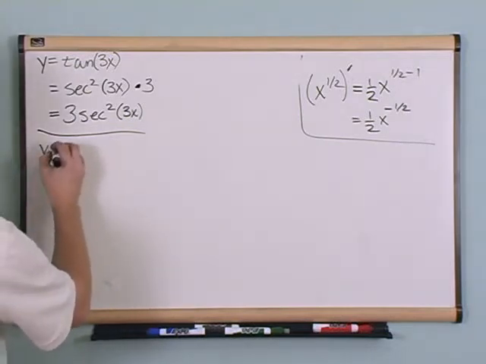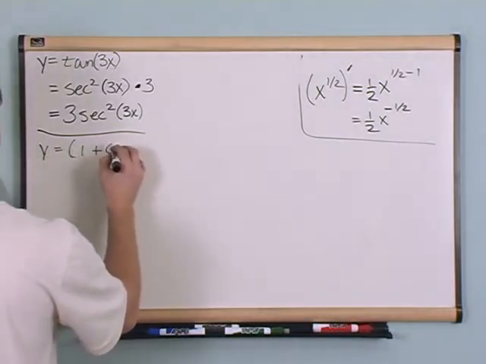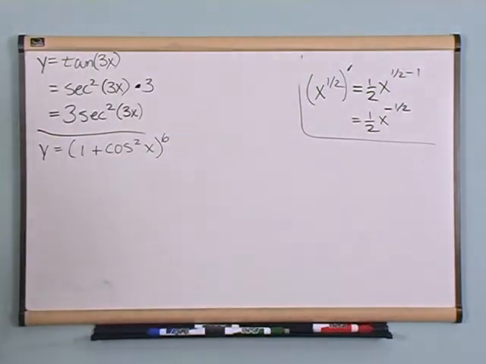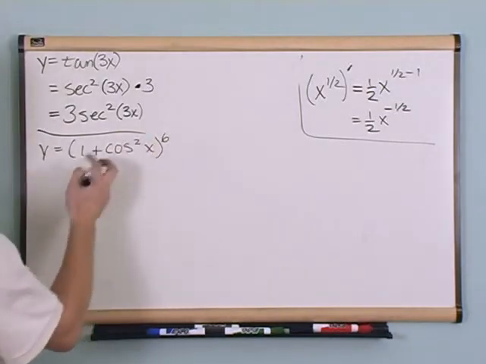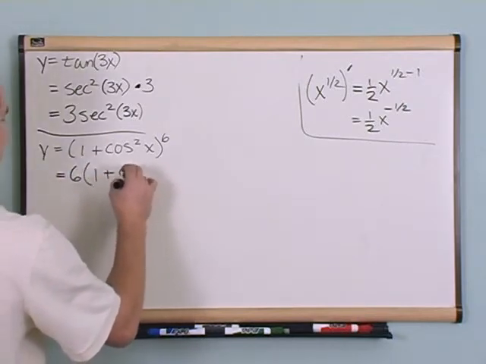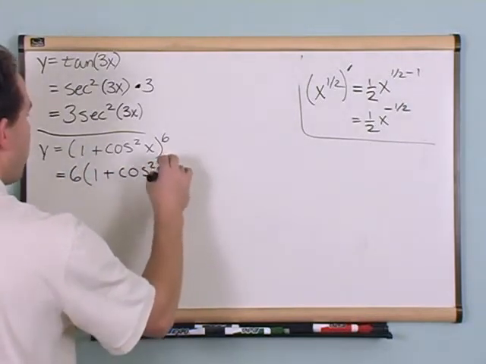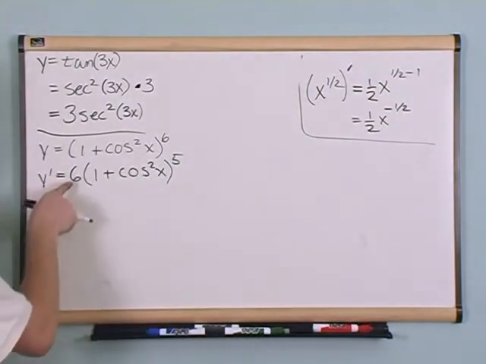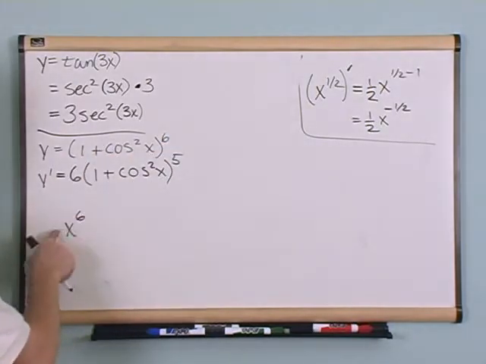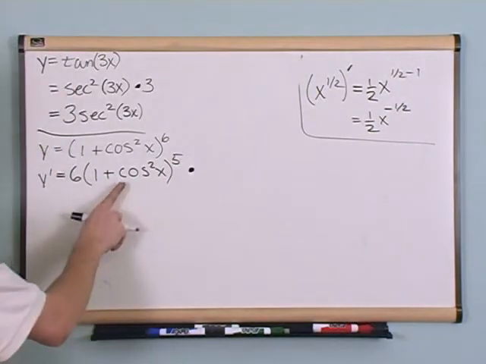What if you have y is equal to 1 plus cosine squared of x, raised to the 6th power? Prior to now, you'd look at that and you'd say, I have no idea how to do that. But the big picture function is something raised to the 6th power. So you just say, okay, I'm going to treat it like that, and on the inside, I leave it unchanged. So the derivative is 6, and then you have the inside raised to the 5th power as if it were x to the 6th. That's exactly how I would have taken that derivative. But you can't stop there. You've got to multiply by the derivative of the inside.